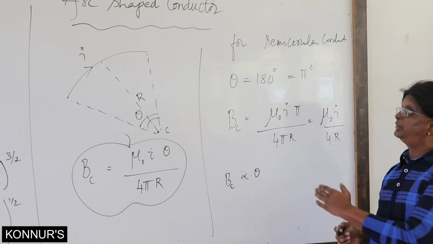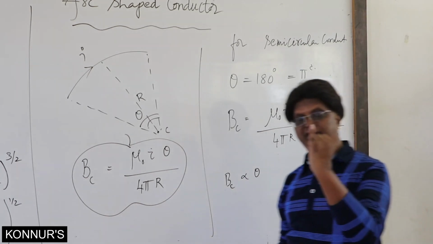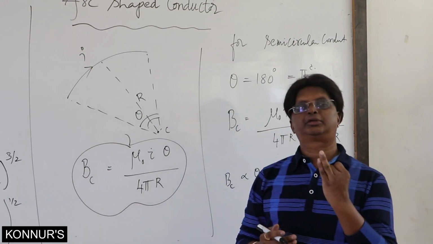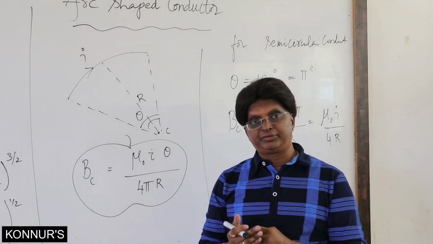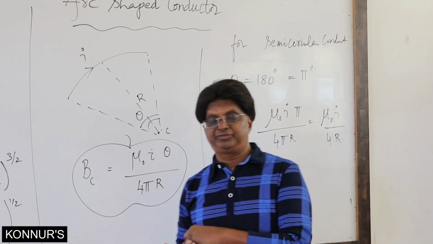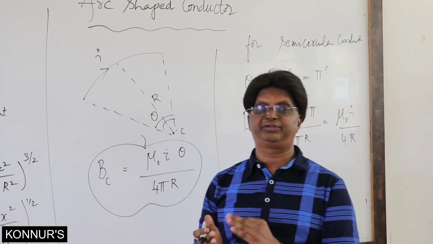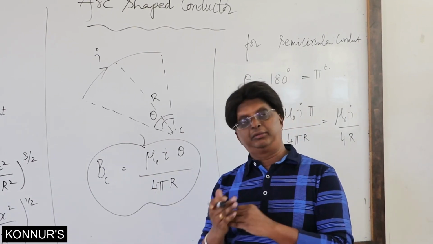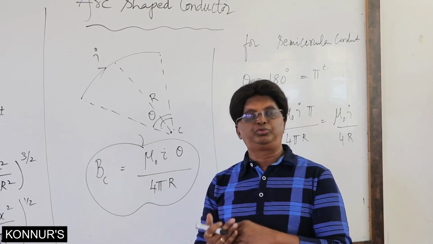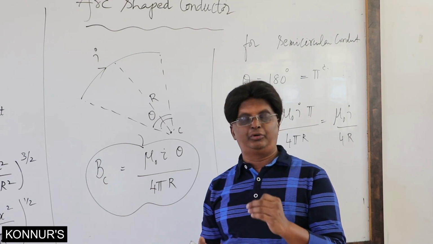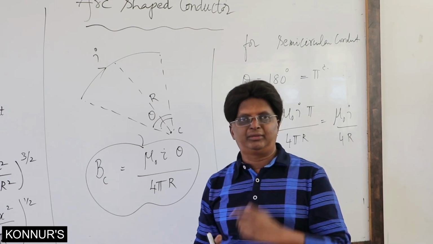Now the point is we have straight conductors, circular conductors, arc-shaped conductors. The next examples will be based on the combination of these conductors. We are given a system with different shapes, and how to calculate the net induction at the point of observation will be our next session.